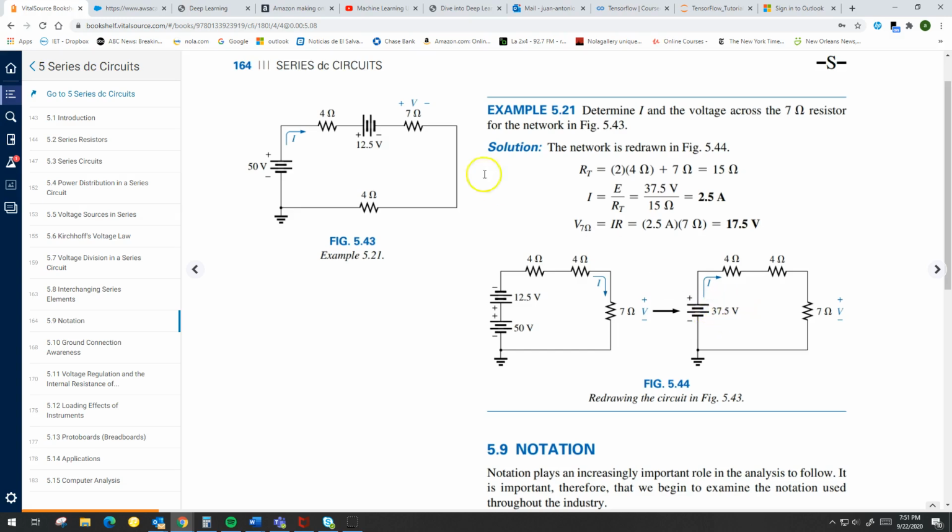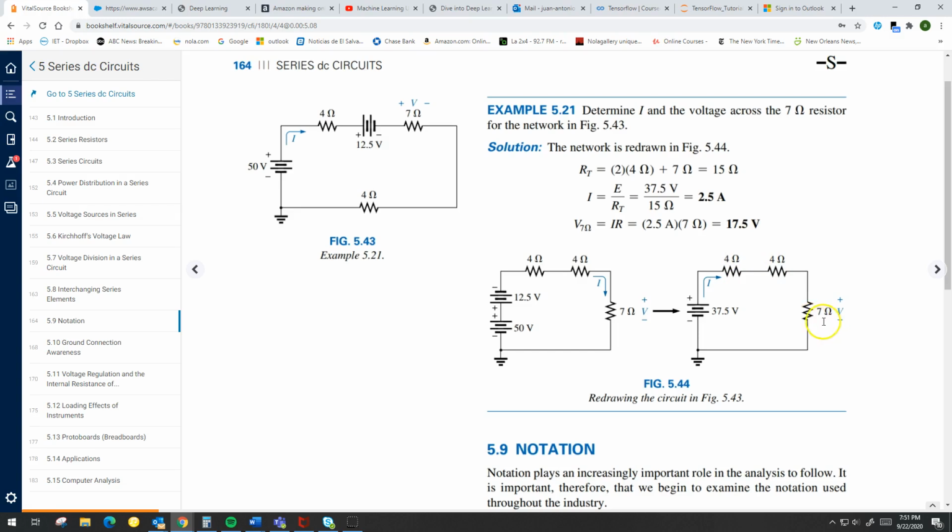Okay, so this circuit here in figure 5.43 reduced to this circuit here now in 5.44. And that was a lot easier to find the current, because now the current is just equal to this voltage divided by the total resistance. So 37.5 divided by 15, 7 plus 8.